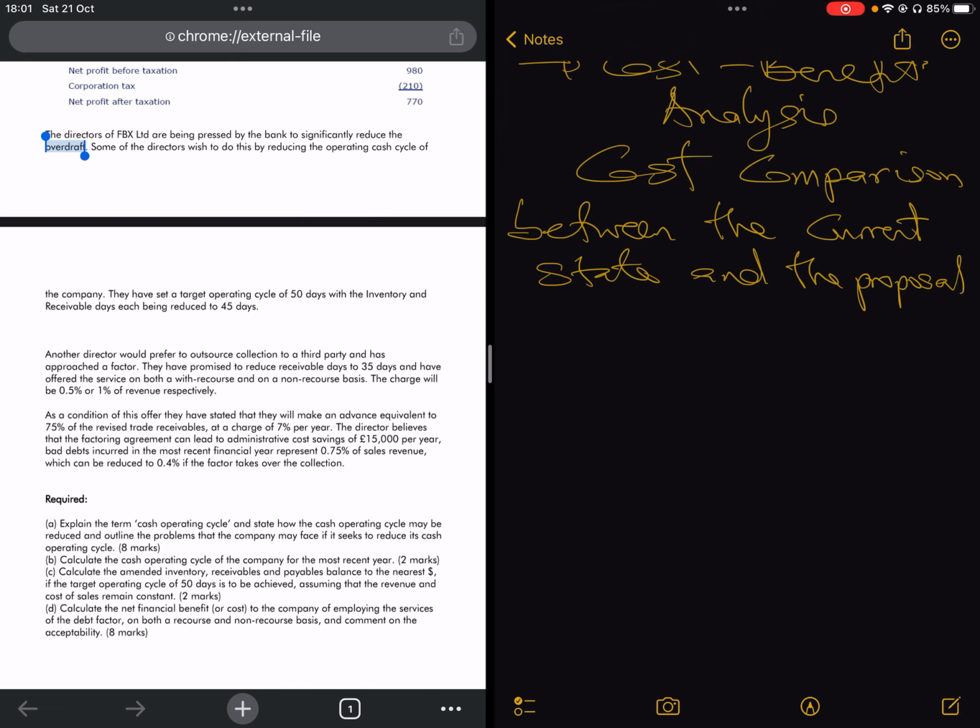And what does that mean? It means that they need to find a way to collect their receivable as cash. But some of the directors wish to do this by reducing the cash operating cycle, which is the part of the question we have done. They have set a target of 50 days of inventory and receivables days each being reduced to 45 days. So that's a way of reducing your overdraft. You can make sure that you collect faster, reduce your cash operating cycle, and increase your account payable days if possible, to also reduce your cash operating cycle.